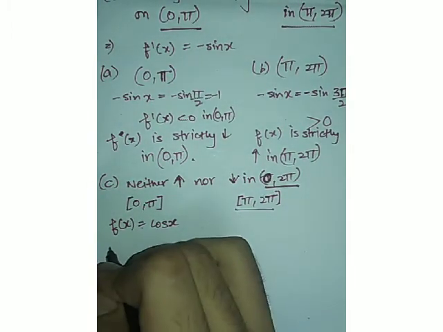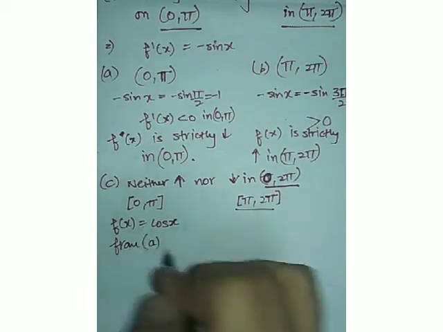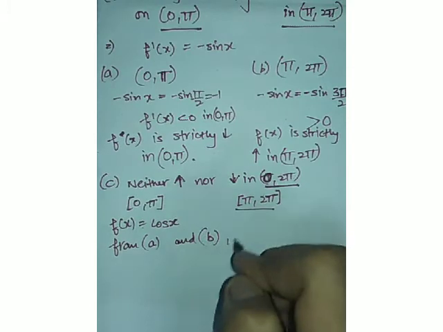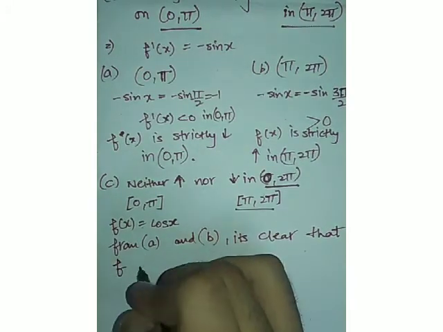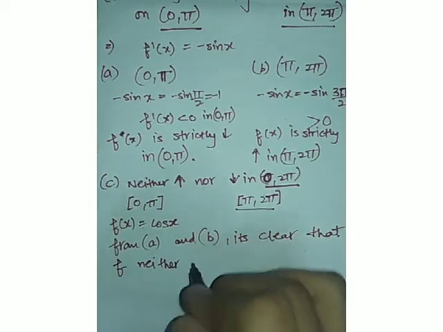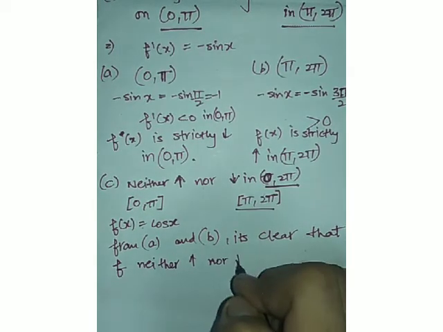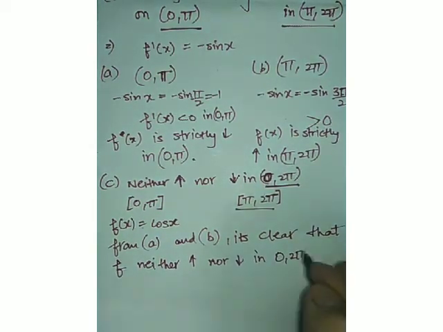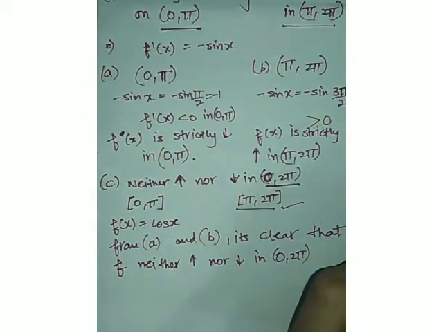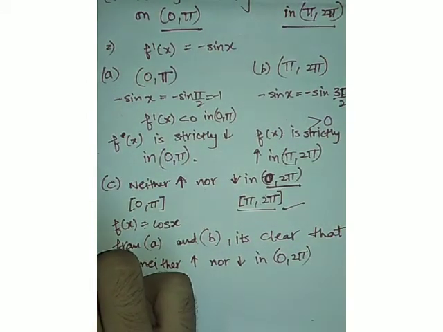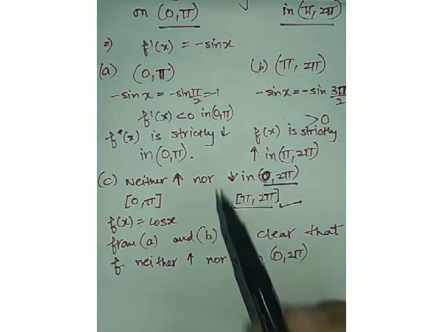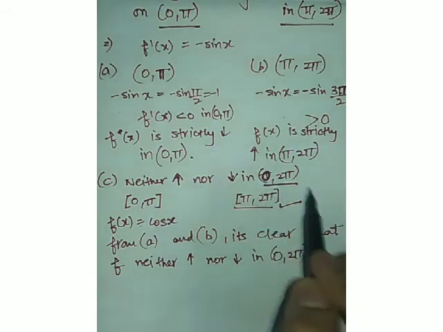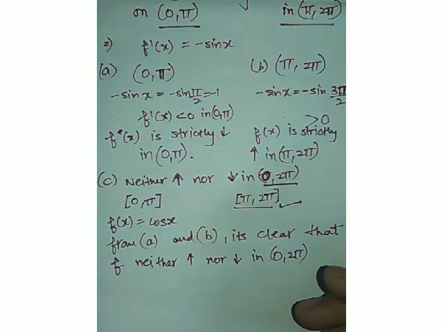So that's why in your book they have written that from A and B, it's clear that f neither increases nor decreases in 0 comma 2 pi. This is how you can understand this concept, but in the book they have only written that this is clear from A and B. So now you are able to do sums in which you have to prove that a function is neither increasing nor decreasing in the combined interval and in the individual intervals as well. So let's move to our next example.